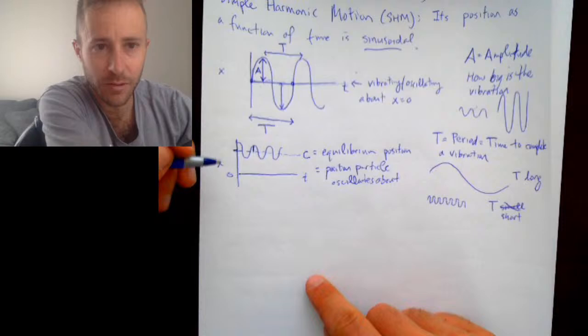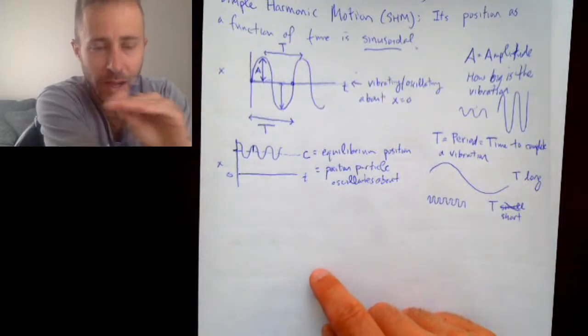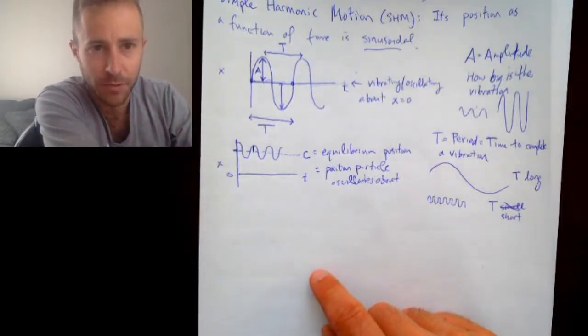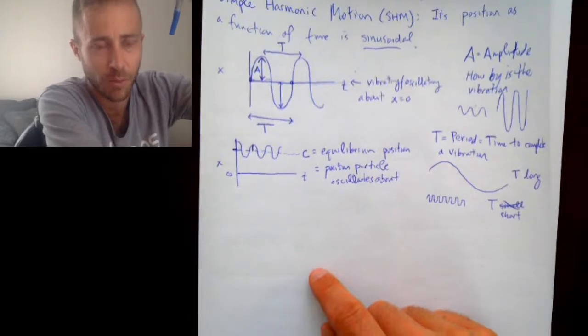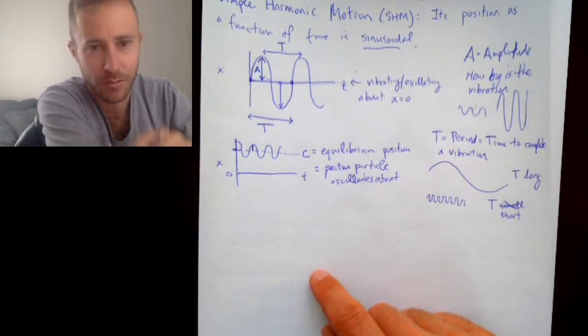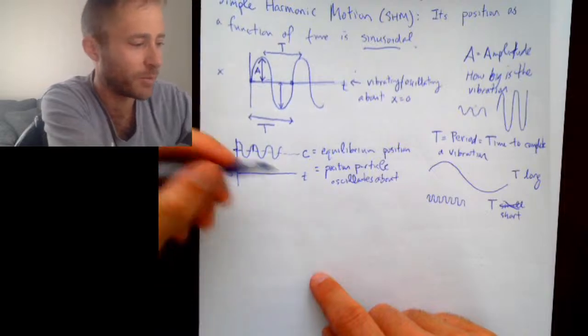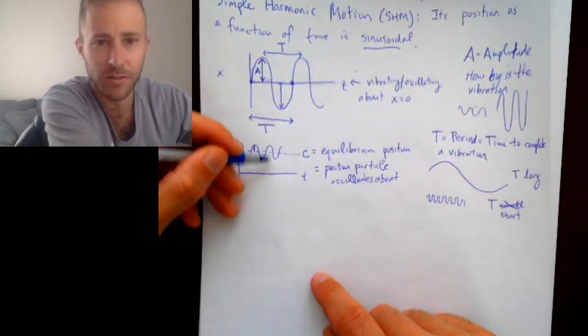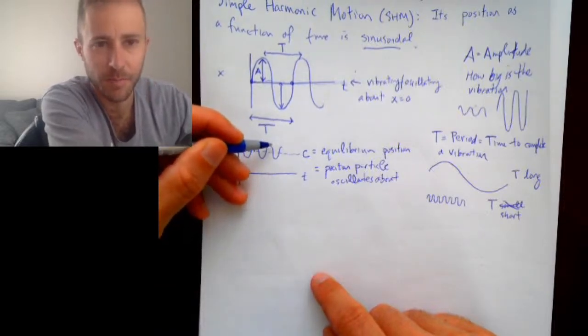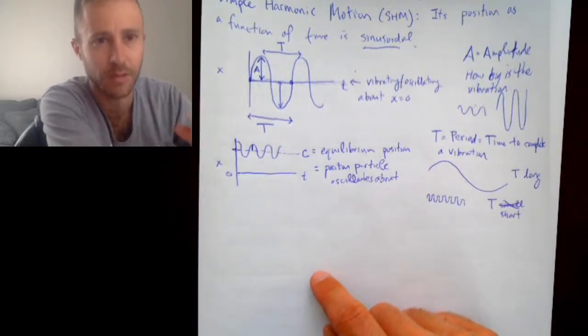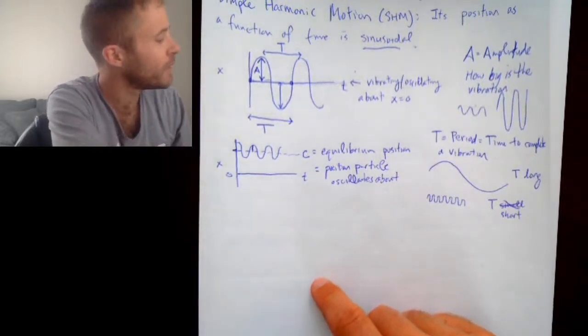So the amplitude is the distance from that center line to the maximum point, or from the center line to the minimum point. Okay, so the amplitude is not from here to the maximum point. It's from the center line to the maximum point.